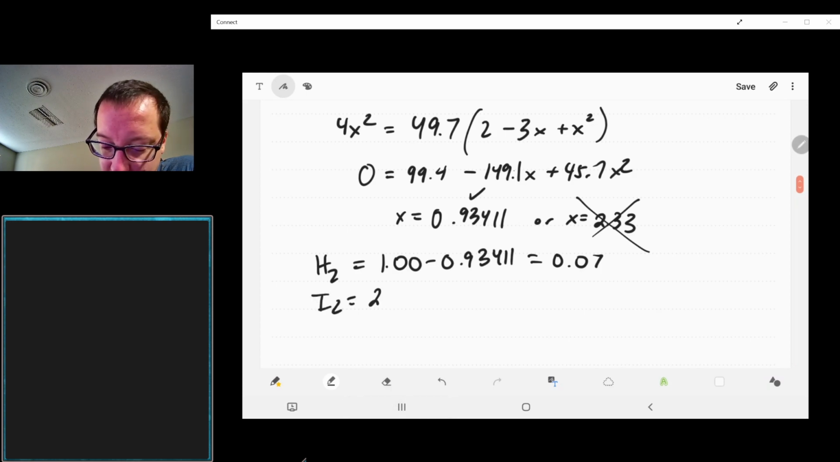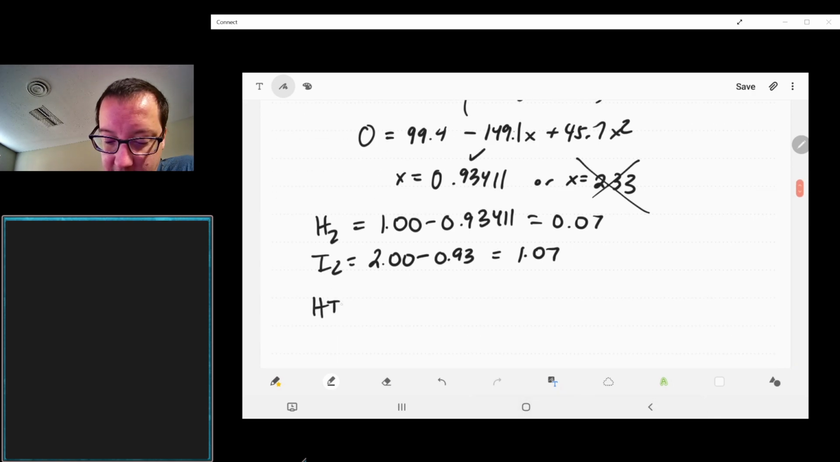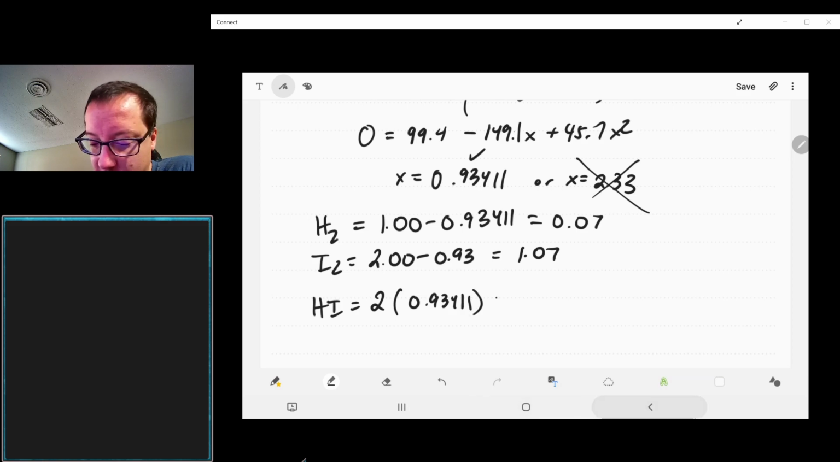I2 will be 2 minus that number, which will be 1.07. And then, of course, the HI will just be, since remember it's 2x that is our concentration, we're going to have 2 times 0.93411, which is equal to 1.8... Let's see. Oh, forget it. Never try to do math in your head. That's the answer here: 1.87 molar.